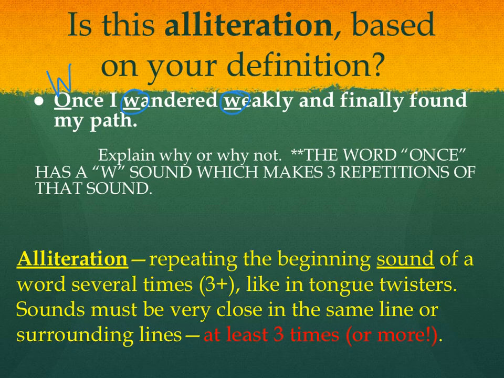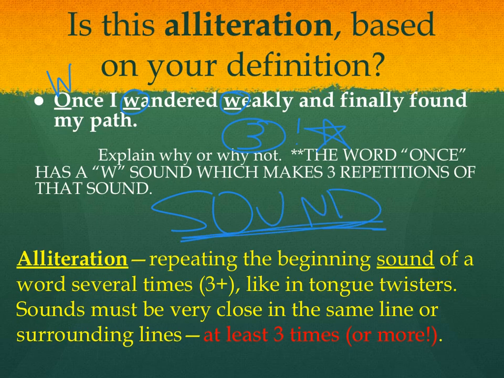"Once I wandered weakly." And so in that case, do we have 3? Yes, we do. There are 3. So this is alliteration. Remember, it's not about the letter. It's about a sound. And this is repeated 3 times. Wah, wah, wah. You have the 3: one here, wah, wah, and wah.